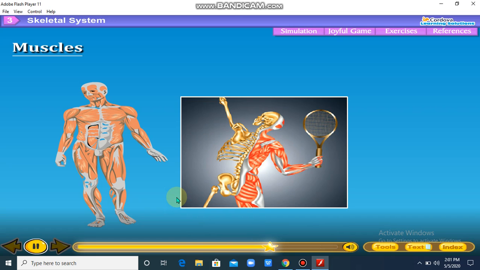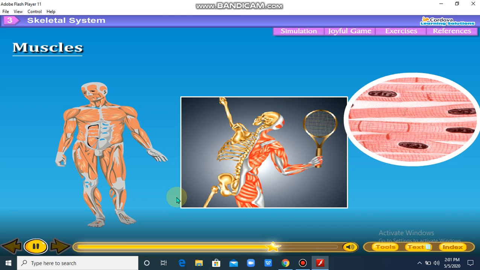Muscles. The bone cannot move without muscles. Muscles are made up of tough elastic tissues. They are attached to the bones by strong fibers called tendons. There are about 650 muscles in our body and each of them performs a particular function. Muscles make 40% weight of our body.